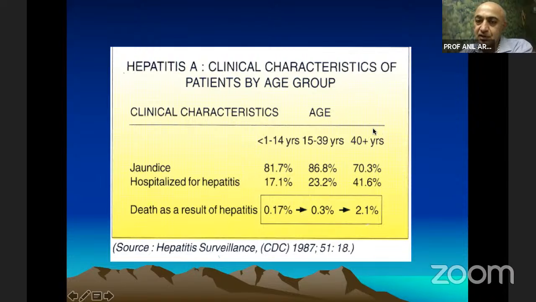Say one of us at the age of 40, 50 years, if we develop hepatitis A, we have a 40% chance of need for hospitalization, and the mortality or death occurring as a cause of hepatitis A is to the tune of 2%. This is almost 200 times more than the 0.17% mortality which tends to occur in childhood. So what is the lesson? Lesson, ladies and gentlemen, is if you have been given the choice of having hepatitis A, please have it in the childhood.